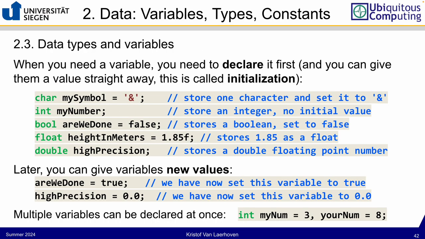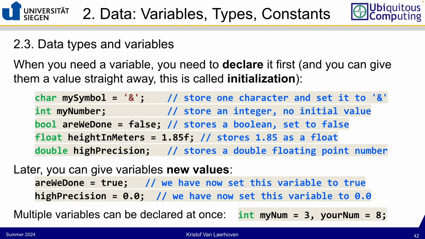Okay, so to recap, you need to declare variables first, and you can immediately assign them a value, which is slightly different, inside the lower workings of C++, from first declaring a variable and then afterwards assigning it a value. And this we most of the time call initialization. So we declare that we're using mySymbol and initialize it to the ampersand, for instance. Or we declare that we're using a floating point with the name heightInMeters, and we initialize it to 1.85. And that's how initialization works together with the declaration of a variable.